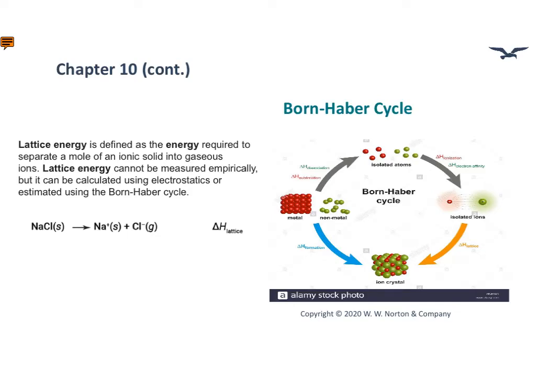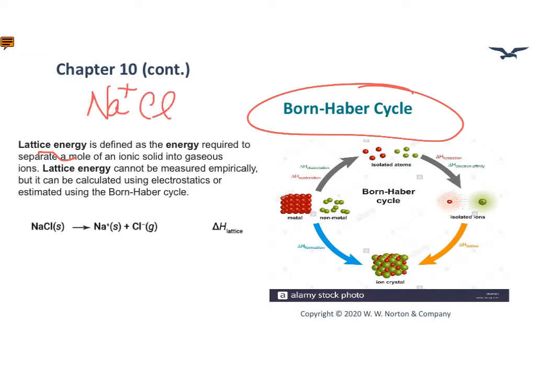This is a very brief lecture about the Born-Haber cycle, which is at the tag end of Chapter 10. The Born-Haber cycle is a way to find the lattice energy. You may remember from last semester that lattice energy refers to the strength with which ions are held together in a three-dimensional lattice structure. So the stronger the attraction between all of the ions, the higher the lattice energy will be.